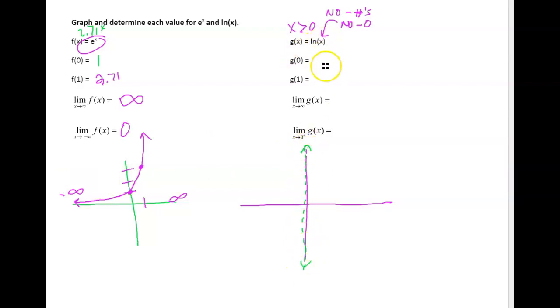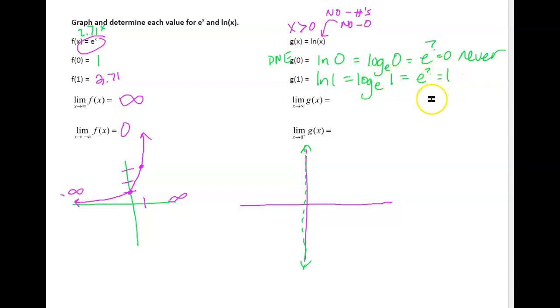If I plug in 0, remember, natural log is log base e, so it's saying e to what power gives you 0. Well, I don't want 0. Never. So it's undefined. Natural log of 1 is log base e of 1, which is saying e to what power gives me 1. Well, remember, anything to the 0 power is 1. So 0. So we get the point (1, 0).